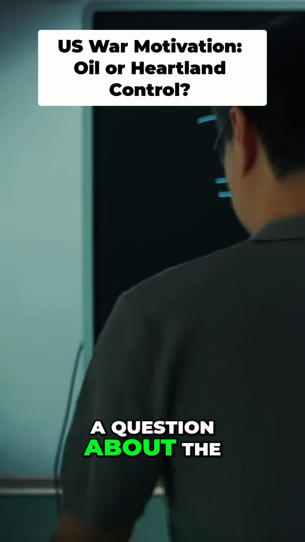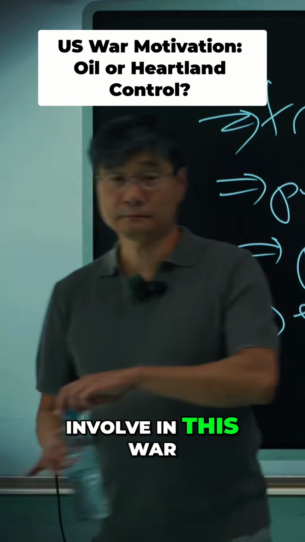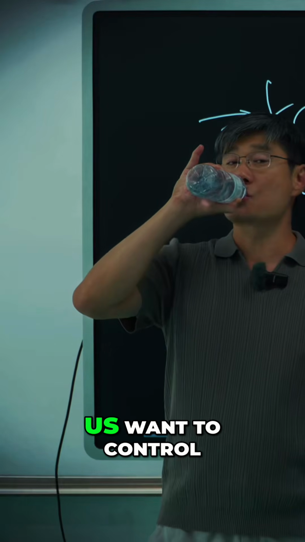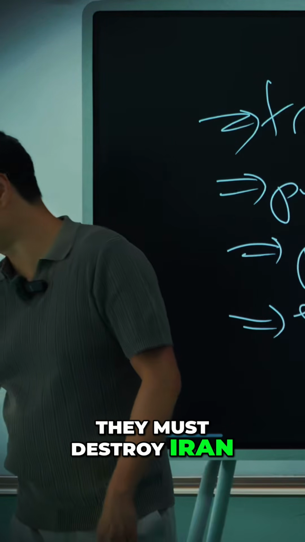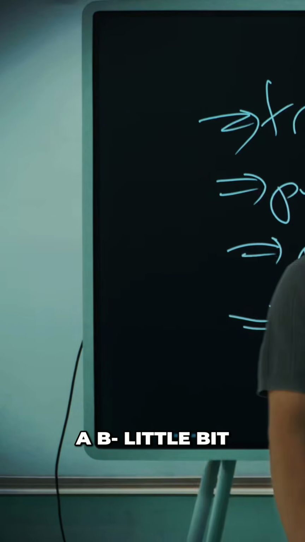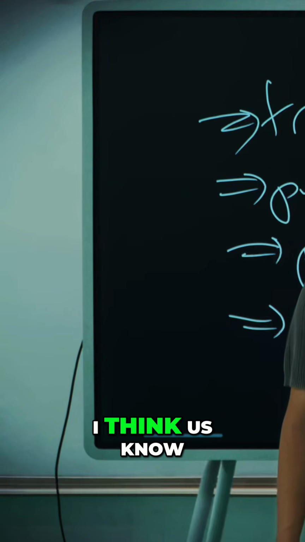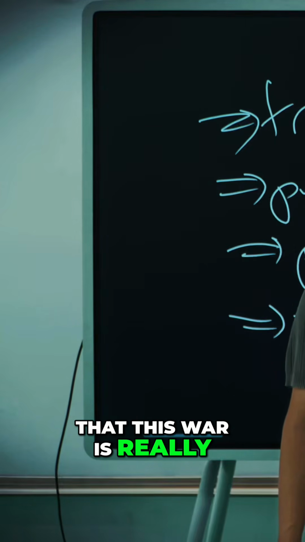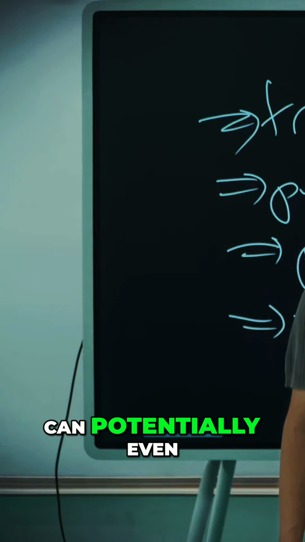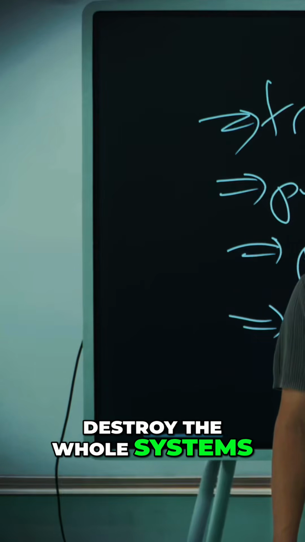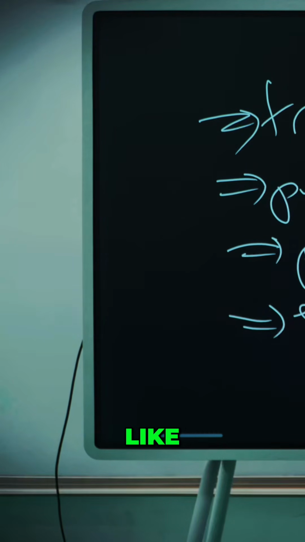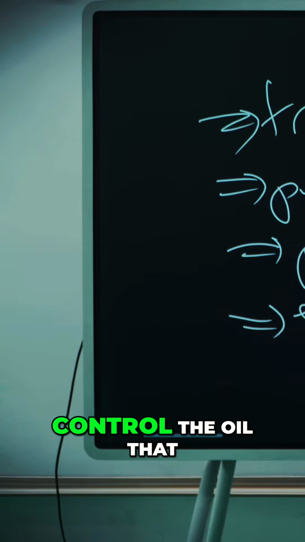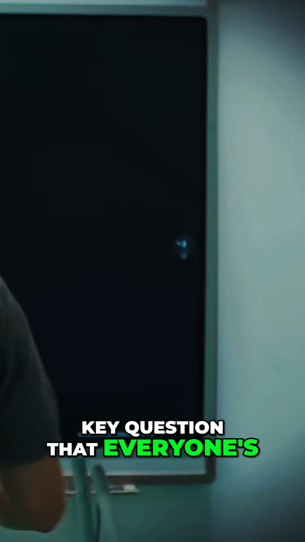I in fact have a question about the motivation of the U.S. to involve in this war. As you said, the U.S. wants to control all the oil, so they must destroy Iran. But I think this is a little bit confusing, because I think the U.S. knows that this war is really high risk and it can potentially even destroy the whole system. So why does the U.S. risk the whole system collapsing to control the oil that Iran has? So this is the key question that everyone's arguing about.